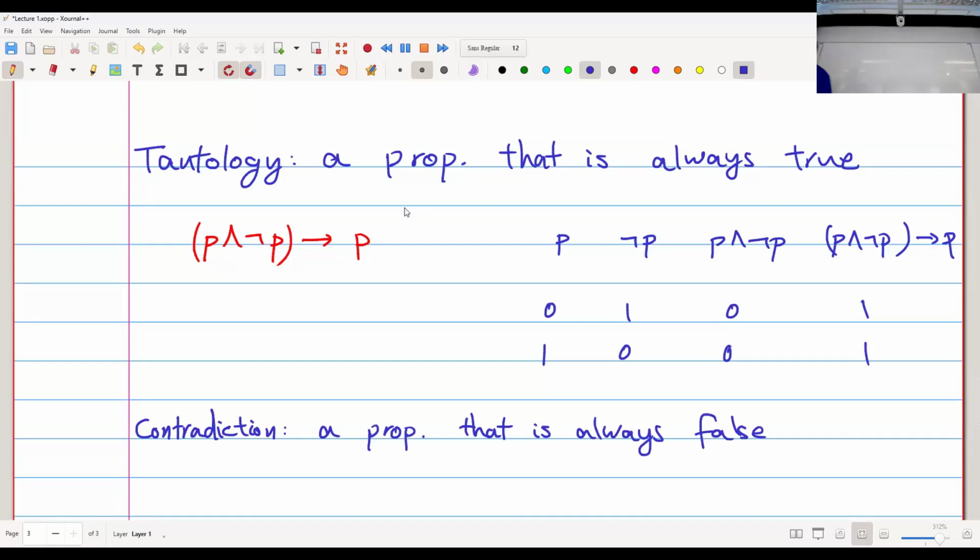Now, if there is one thing you should know about me, it's that I'm super lazy. So that's why in this example, I already put a contradiction so that I don't have to draw another table, right? So if you look at P and not P, its value is always 0. This is a contradiction.